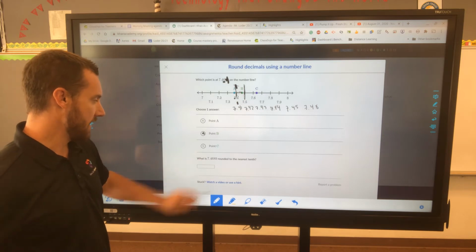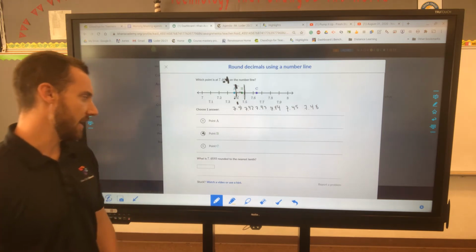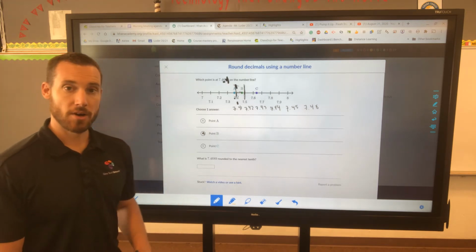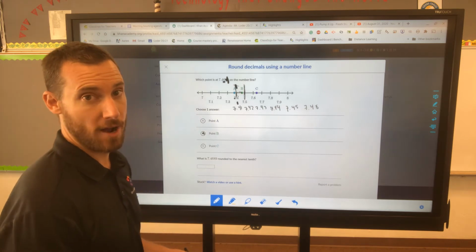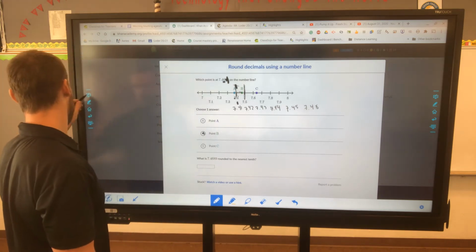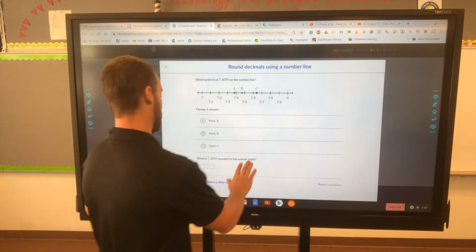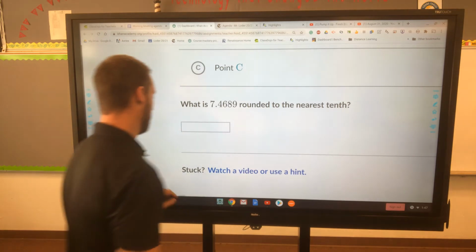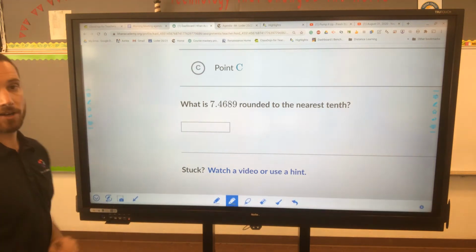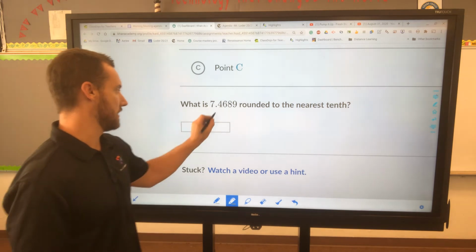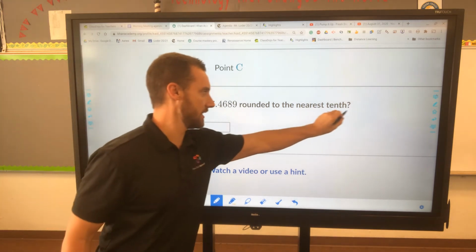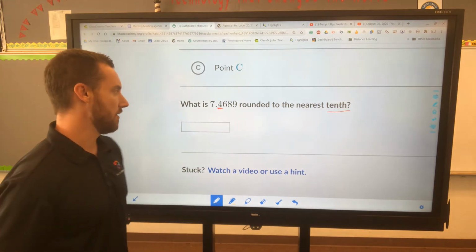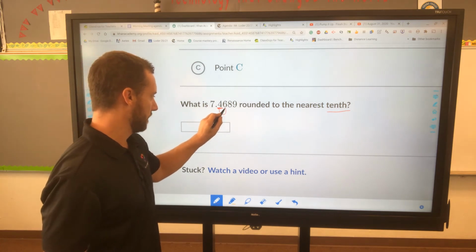Now it says, what is 7.4689 rounded to the nearest hundred? Or sorry, to the nearest tenth. So we haven't really talked a lot about rounding numbers in this class so far, but this is how I like to do it. So let's go ahead and zoom in on that and move it up. I like to underline the digit that we're rounding to, right? So it says round to the nearest tenth, so I underline the number in the tenth place value. And then we're gonna look next door.